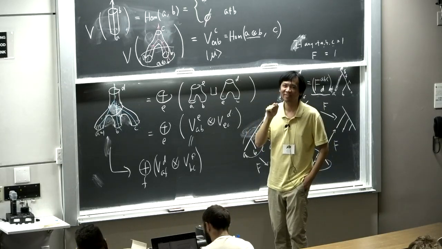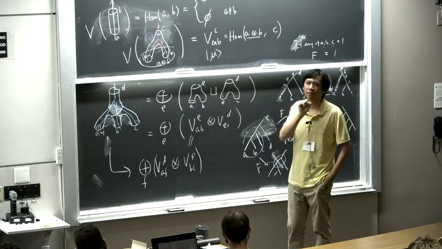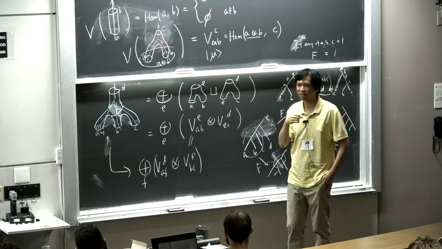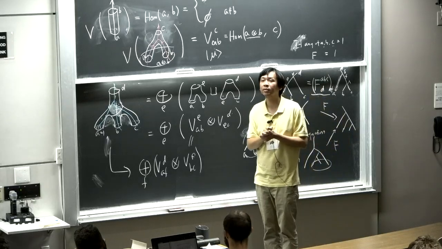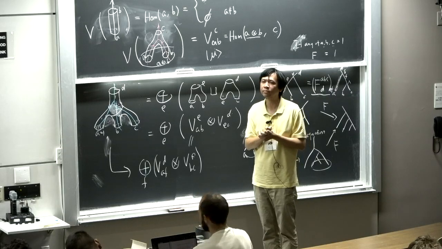Yes, I'll get to that. Yes, and in this four-punctured sphere, you have two going in and two going out. You can also have that, right? They're all related. I remember the F symbol having some redundancy. How does that arise from this funny picture?